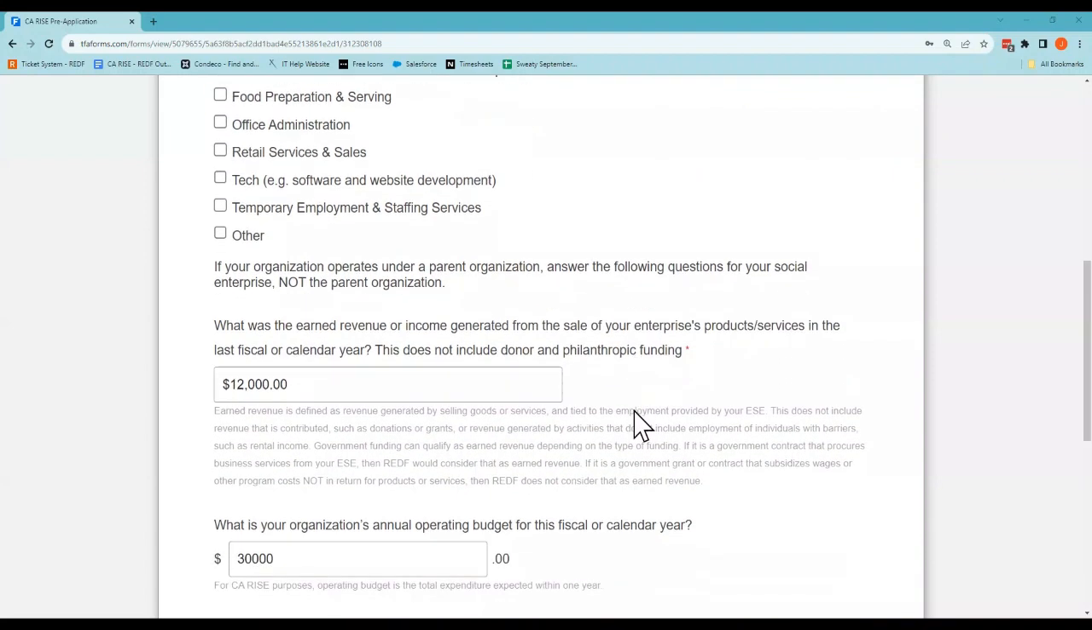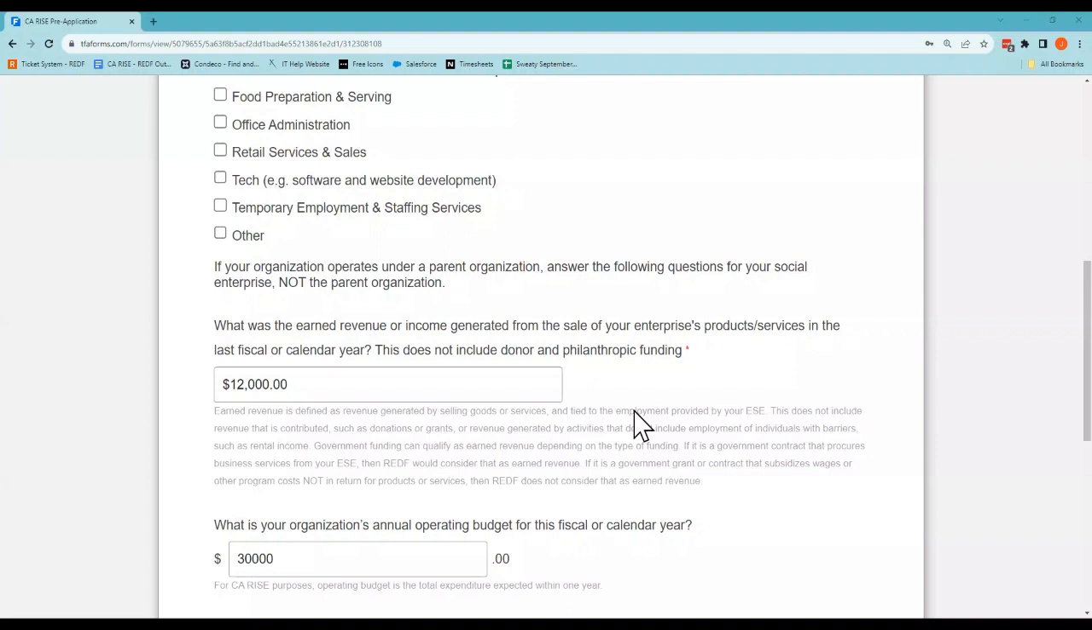Earned revenue is defined as revenue generated by selling goods or services and tied to the employment provided by your employment social enterprise. This does not include revenue that is contributed, such as donations or grants, or revenue generated by activities that do not include employment of individuals overcoming barriers, such as rental income.